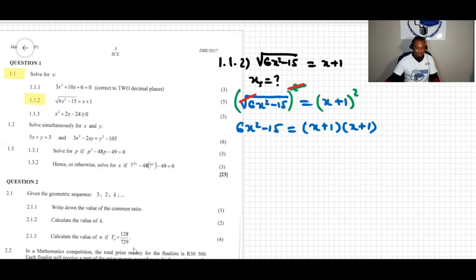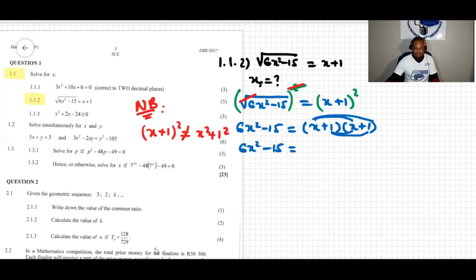Okay, note: you shouldn't make x plus 1 to the power of 2 equal to x squared plus 1 squared. That is so wrong. Don't do that. So now what you can do is x times x, x times 1, and then 1 times x, 1 times 1. Over here, it will be 6x squared minus 15 equal to x squared plus x plus x plus 1 times 1, which is 1.